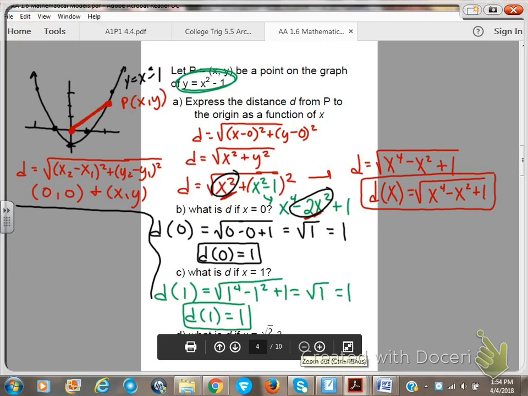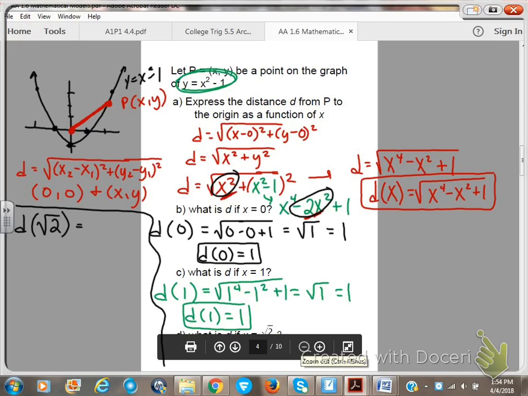And now on the last part, I believe it is asking for when x is the square root of 2 over 2? We don't have it on ours. We have x equals. Let's just make it the square root of 2.